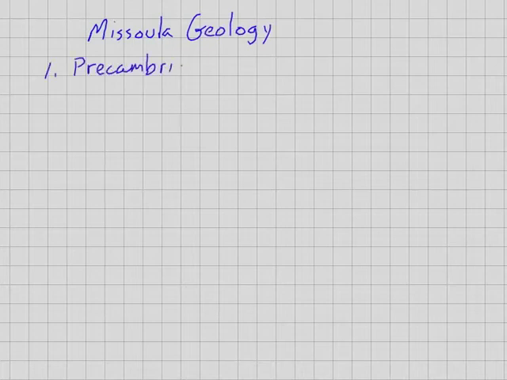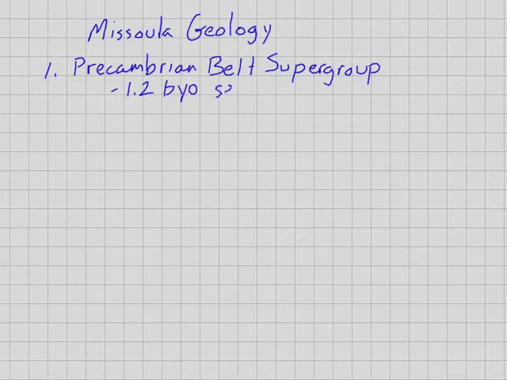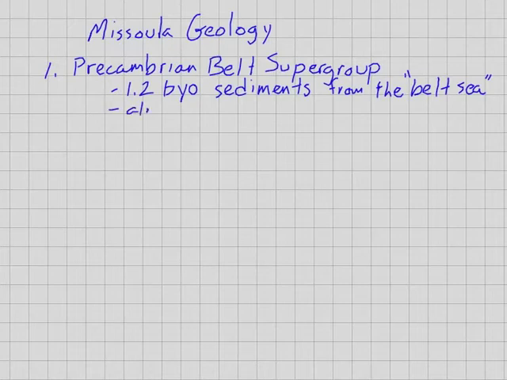First, Precambrian Belt Supergroup rocks that we'll see on the field trip. These rocks are 1.2 billion years old and formed in the Belt Sea that occurred in this area of North America 1.2 billion years ago. In places, they are almost 3 miles thick.